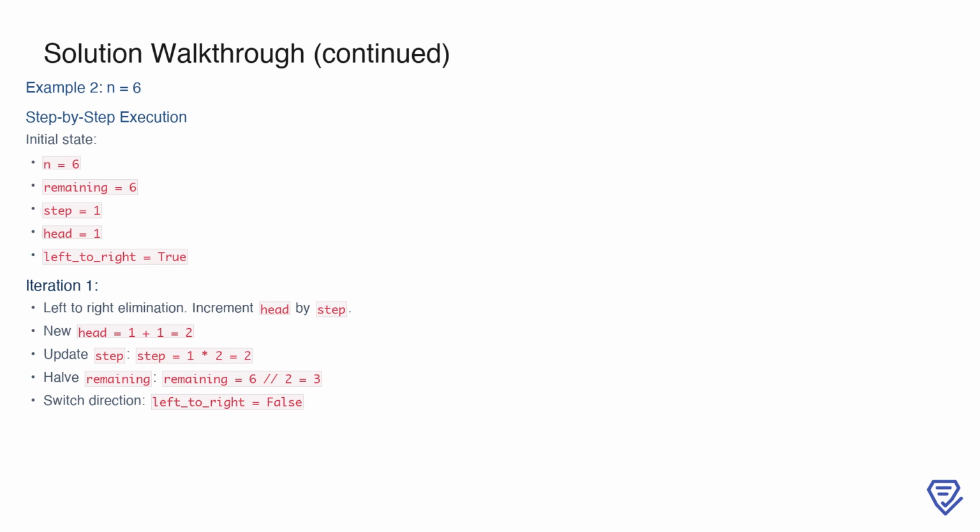In the first iteration, we increment the head by the step size, so the new head becomes 1 plus 1, which is 2. The step size doubles to 2, the number of remaining elements is halved to 3, and the direction switches to right to left.